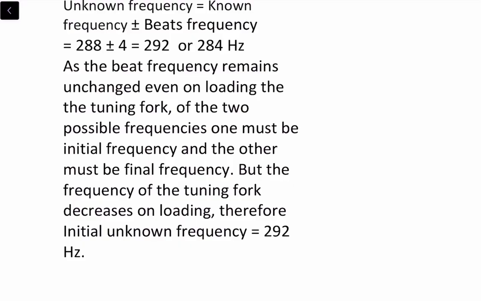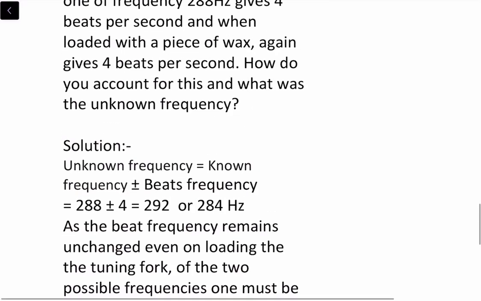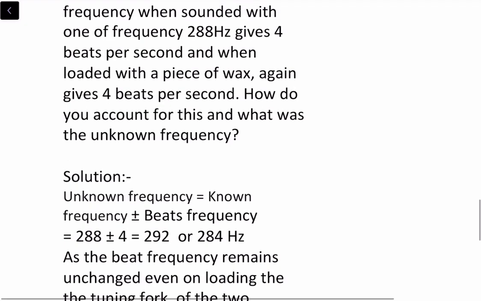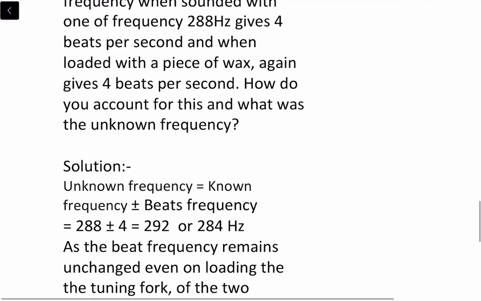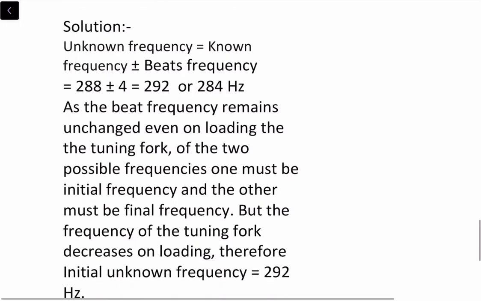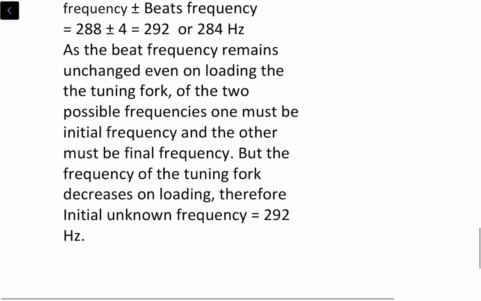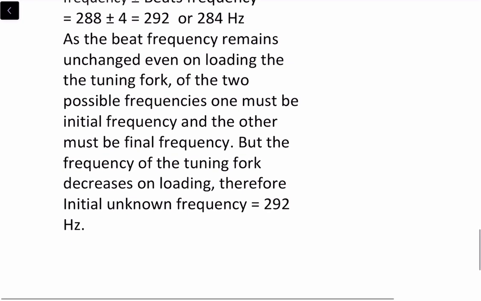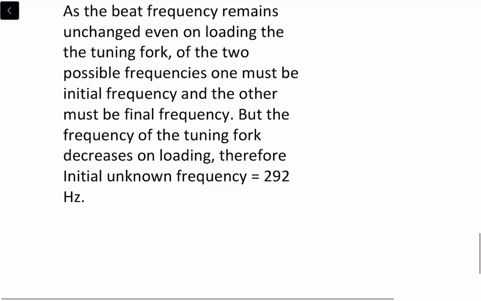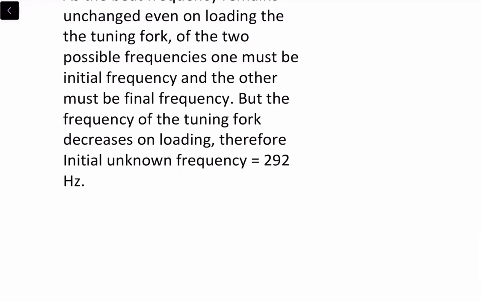But as they have mentioned in the problem, a piece of wax is placed or loaded on the second one. That means after loading with the wax, its frequency goes down. So the initial must be the higher one, which is 292. The frequency of the tuning fork decreases on loading, therefore the initial unknown frequency must be 292 Hz.